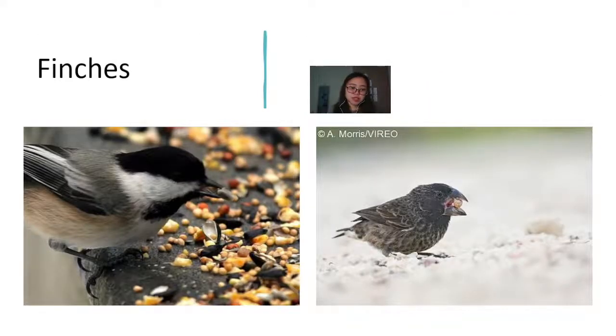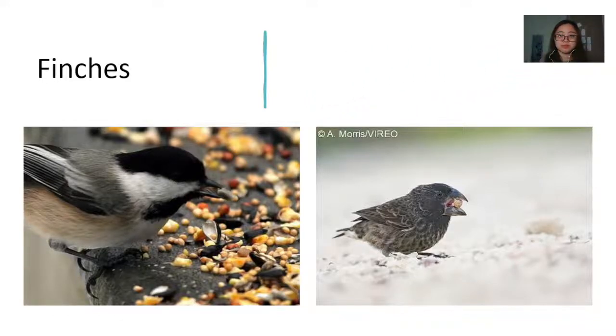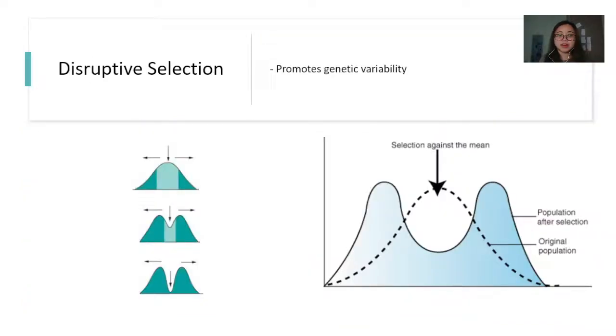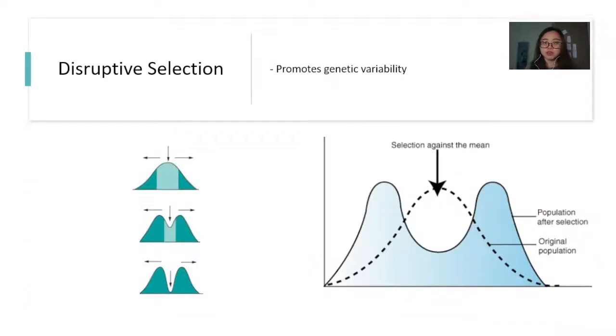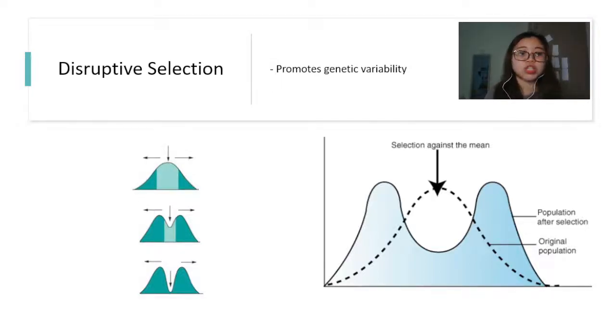And just as a bonus, here are some pictures of those finches. On the left is the one with the small beaks, and on the right are the ones with the big beaks. Okay, so once again, a very quick summary. That is disruptive selection. It will promote genetic variability, and over time, your original population graph will become like this. Dia dikacau, disrupted.